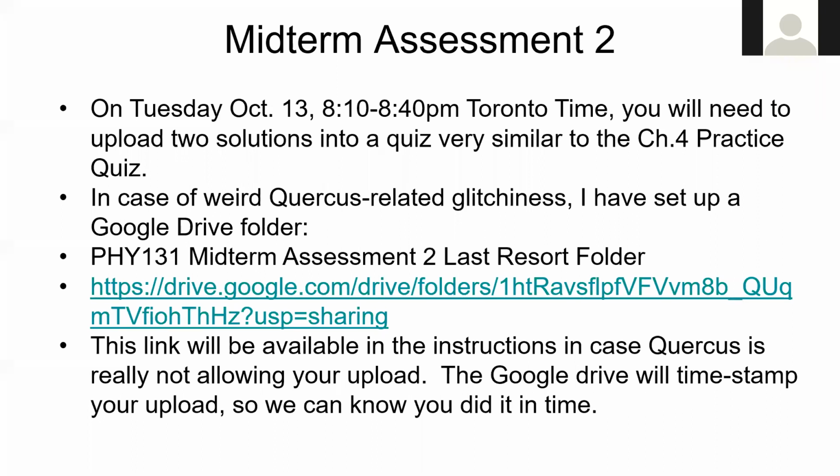So I am going to try, in case of weird Quarkus related glitchiness, I have set up a Google Drive folder, which is already open. It's called the Physics 131 Midterm Assessment 2 Last Resort folder. So this link will be available in the instructions in case, for whatever reason, if you're having trouble uploading to Quarkus and you're starting to feel a bit panicky about that, you could just dump it into the Google Drive folder and then just move on. And that way we'll have a time stamped file for you that we can try to sort out later. So you don't waste a lot of time just with a Quarkus thing swirling around there. But hopefully it shouldn't have too many problems.